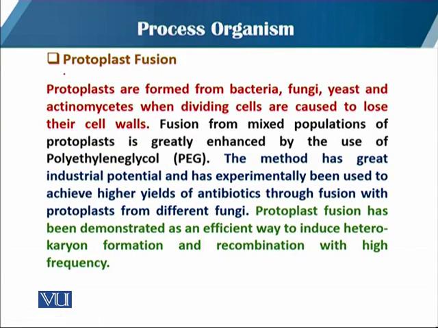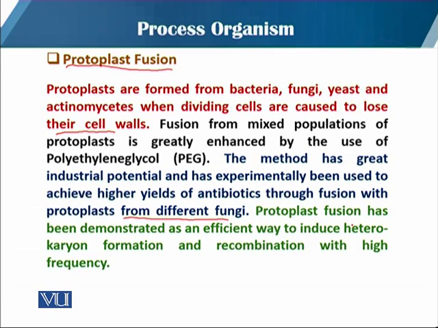Then there is protoplast fusion. Protoplasts are formed from bacteria, fungi, yeast and actinomycetes when dividing cells are caused to lose their cell wall. Fusion of the mixed population of protoplasts is greatly enhanced by the use of polyethylene glycol. The method has great industrial potential and has experimentally been used to achieve a higher yield of antibiotics through fusion with protoplasts from different fungi.